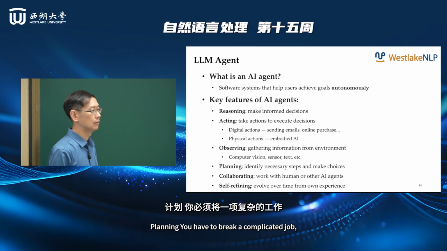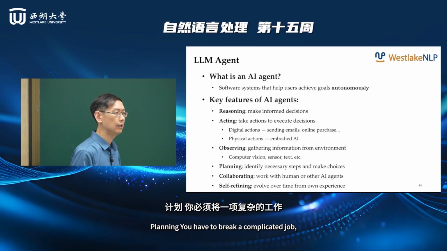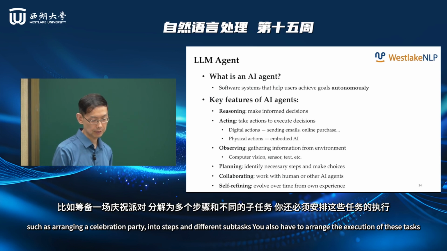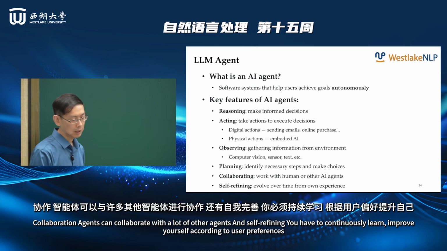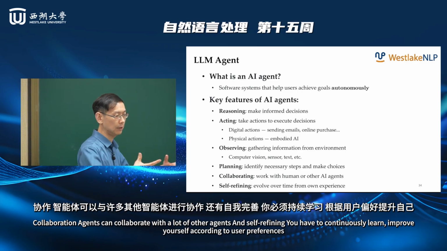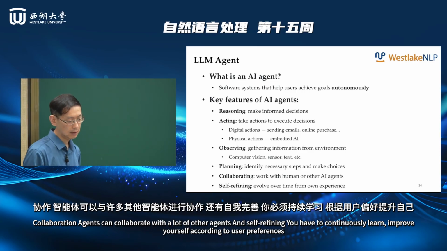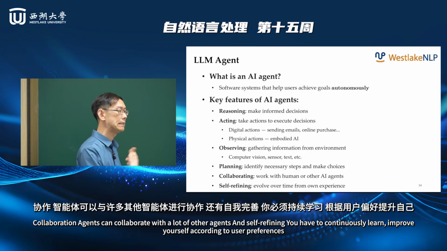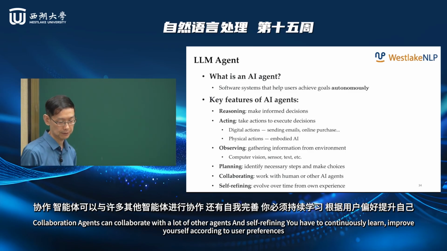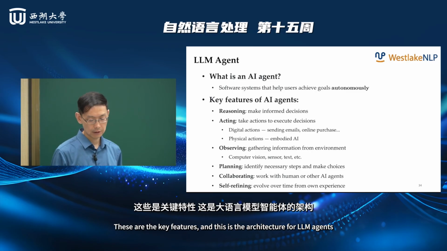Planning. You have to break a complicated job, such as arranging a celebration party, into steps, different subtasks. And you have to arrange the execution of these tasks. Collaboration. The agent can collaborate with a lot of other agents. And self-refining. You have to continuously learn and improve yourself according to user preferences. All right, so these are the key features.